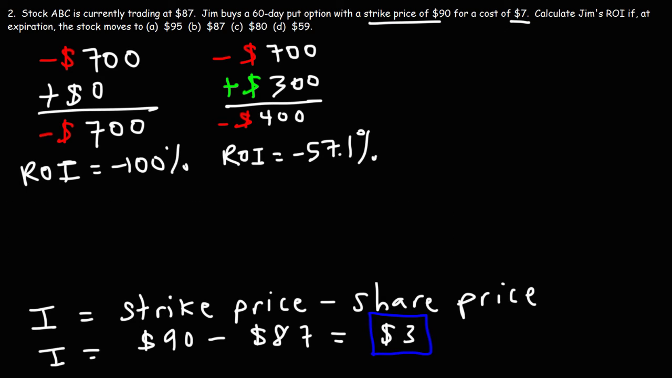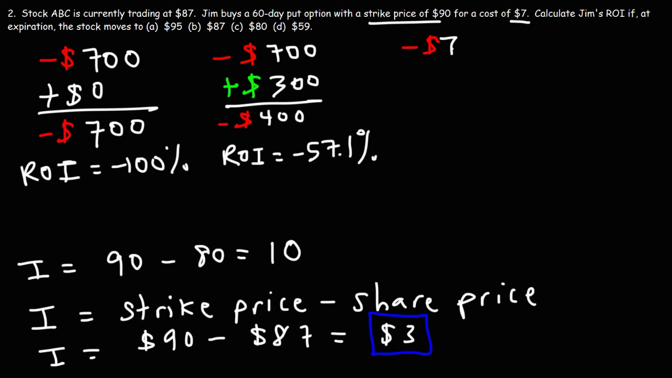Now let's look at the third scenario. Let's say it did move in his favor, and it goes to 80. So the strike price is 90, the share price is 80, so the value of the put option is going to be worth $10 at expiration.